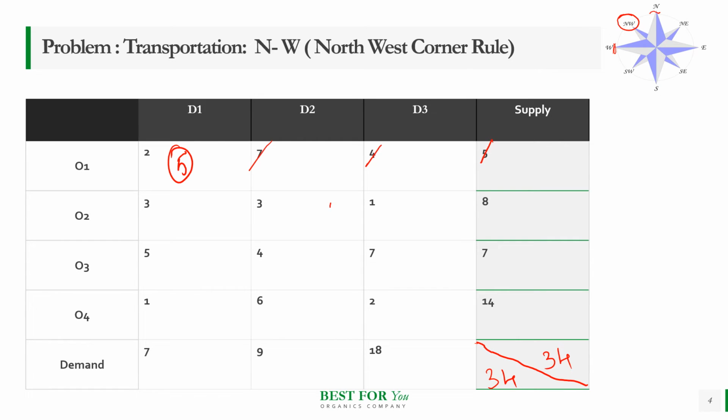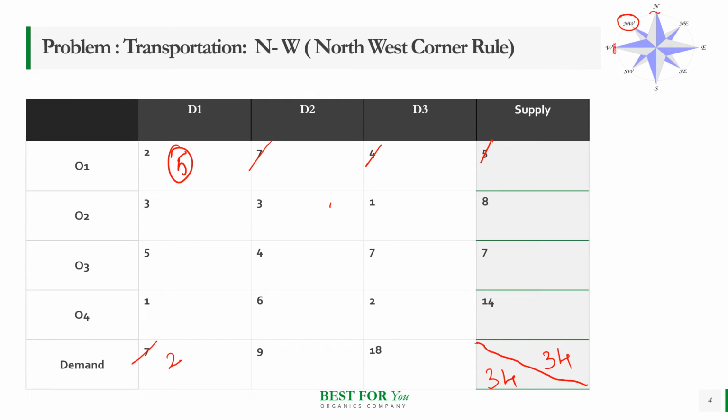So I need to cross out the entire row. And what happens to the demand? I have already got 5. So the remaining is going to be 2. And the next one is we have to look at what is the next northwest. So the next northwest is 3. Okay, so at 3 we have to do the allocation.